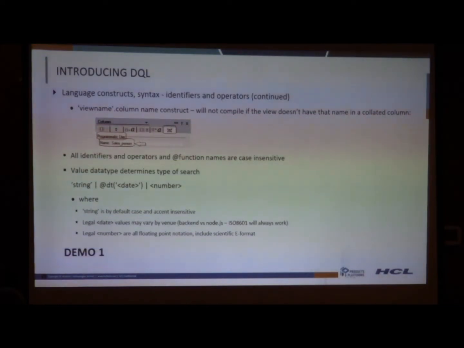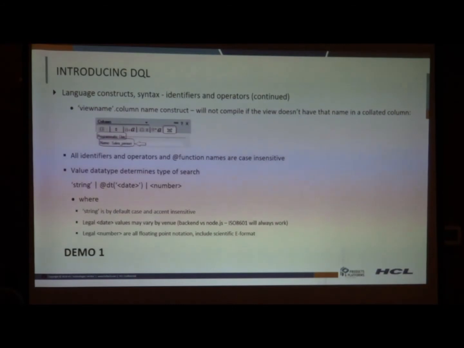All identifiers and assign functions are case insensitive. We don't care about case, not for the operators. And the value data type determines the type of search. Domino is typeless. Okay, it is typeless. People like that about it. It's what makes it NoSQL. Domino is the first NoSQL database because it is typeless. It is different than SQL. SQL makes you strongly type everything. If you make a mistake with the type in SQL, you get an error. Not so with this. Not so with DQL.